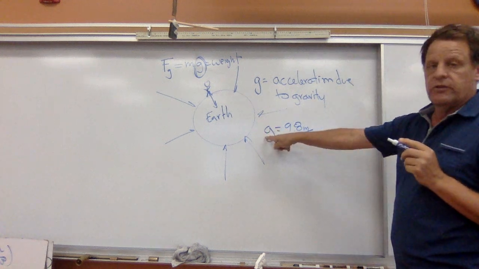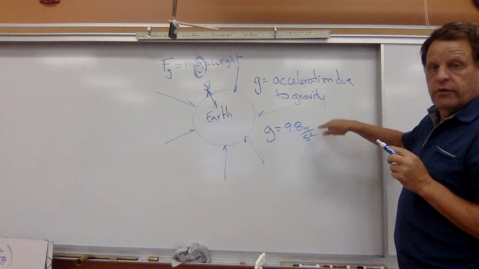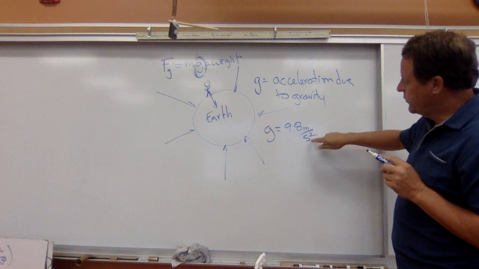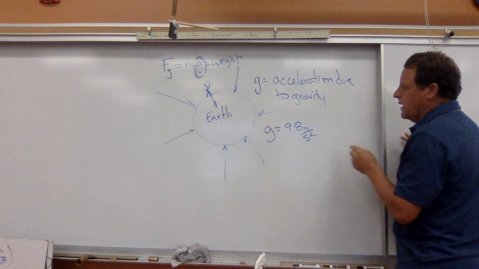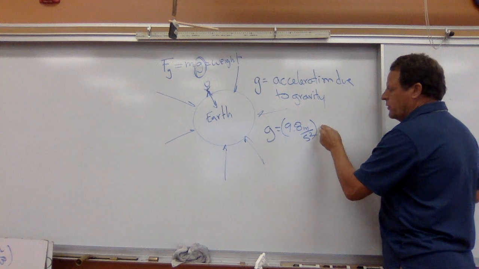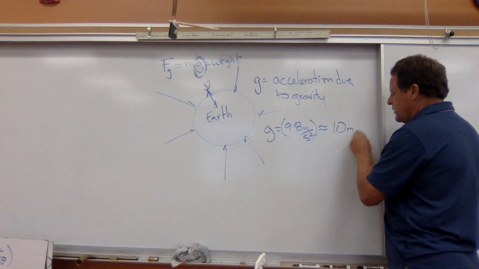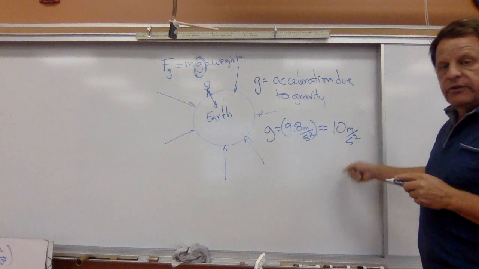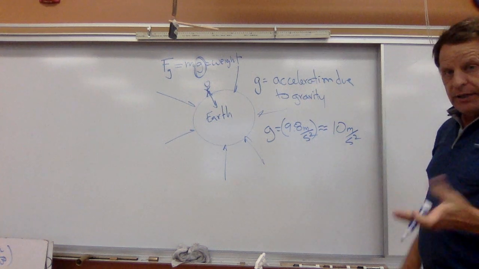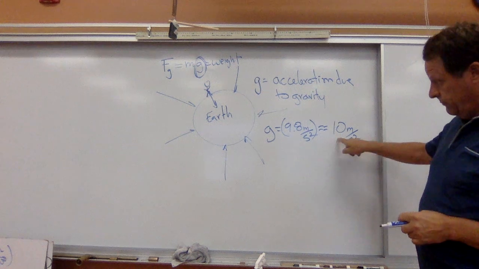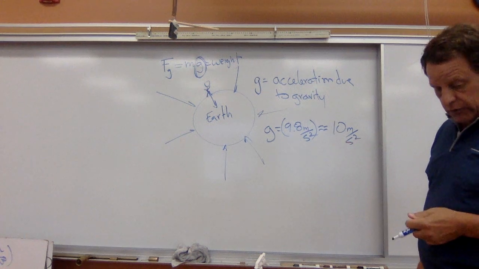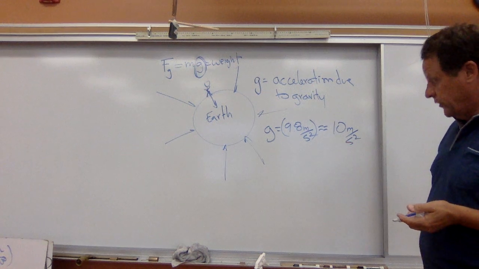Now remember, that's an acceleration, so it's the change in velocity over the change in time, meters per second, meters per second squared. Now, you guys, 9.8 is a little more precise, but we are going to use 10 meters per second squared because that is a little bit easier number to work with. It makes all of our calculations a little simpler.